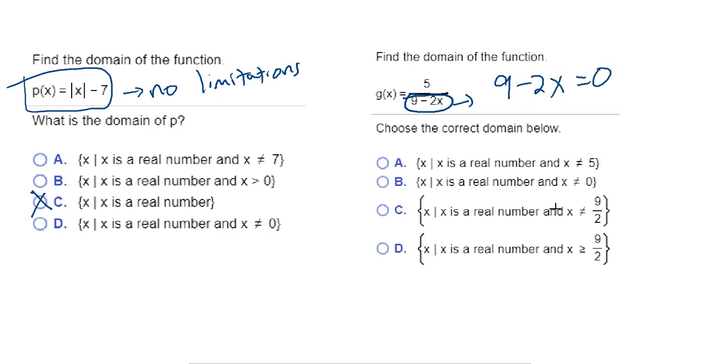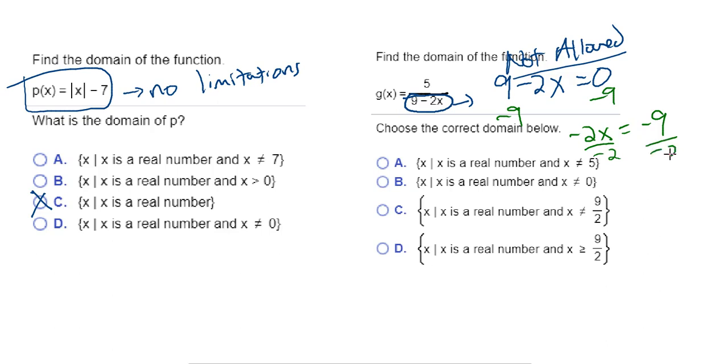So what number do we have to avoid plugging in for x? We will set this up. This is what's not allowed to happen. And so we'll solve that for x to find out what x is not allowed to equal. So we will subtract 9 from both sides. We get negative 2x is equal to negative 9. Divide by negative 2 on both sides. We get x is equal to 9 halves, right? The negatives cancel each other out. We get x is 9 halves.